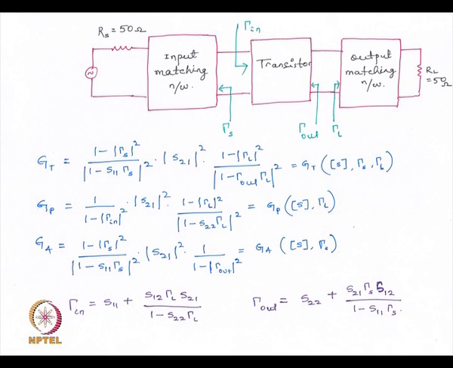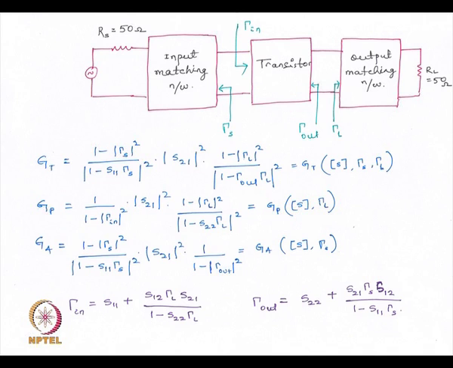Now, there is an alternative expression for GT where, instead of gamma out, I have gamma in, instead of gamma L, I have gamma S, and instead of gamma S, I have gamma L. An analogous expression in terms of gamma in. There also, if we fix gamma in, then we are fixing RL, or this impedance we are fixing, and once we fix gamma in, for matching we have to have gamma S equal to the conjugate of gamma in.